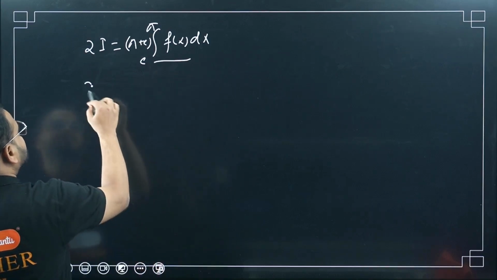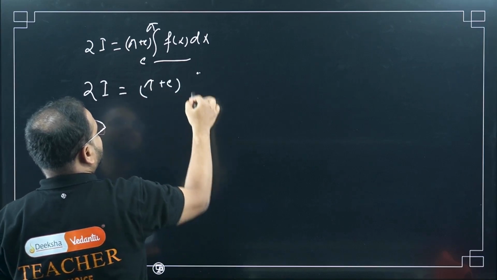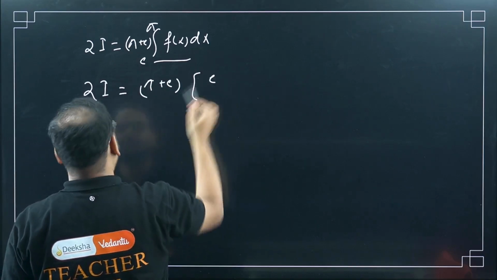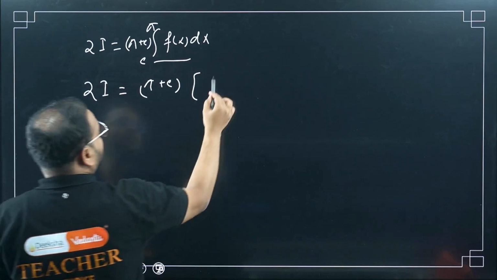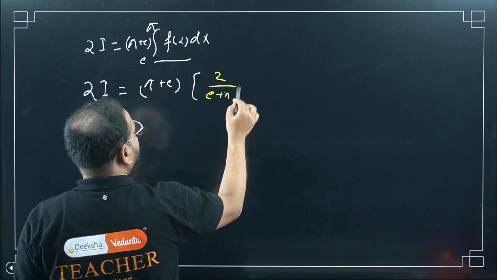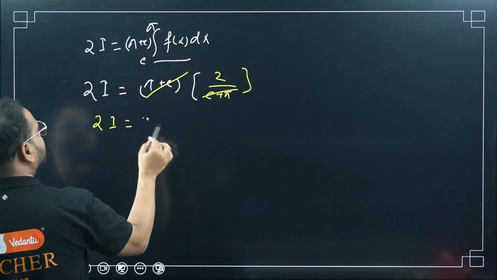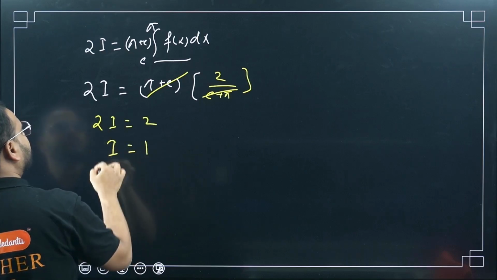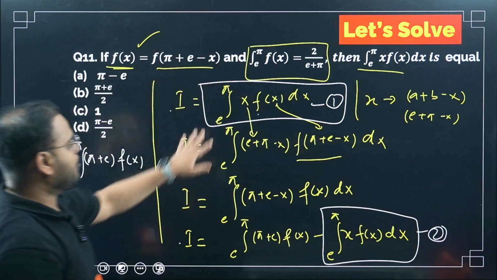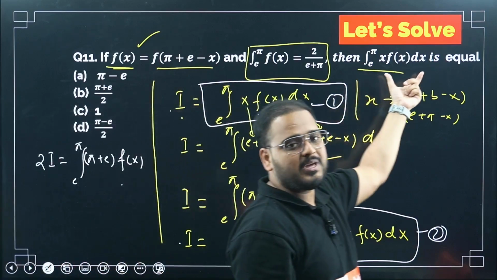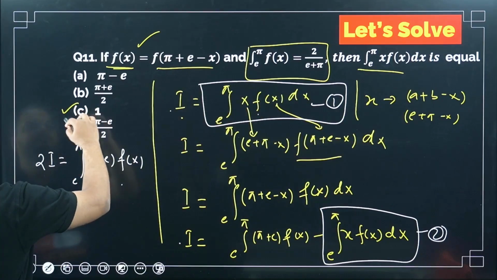So write it 2i equals to pi plus e, the constant outside. This will become what? 2 upon, they have given this in the question, 2 upon e plus pi. This and this goes out. What is left now? 2i equals to 2. So what is my I equal to? Simply 1. So my integration value, what they asked, what I assumed to be I, is coming now as equals to 1. What is my answer? C.